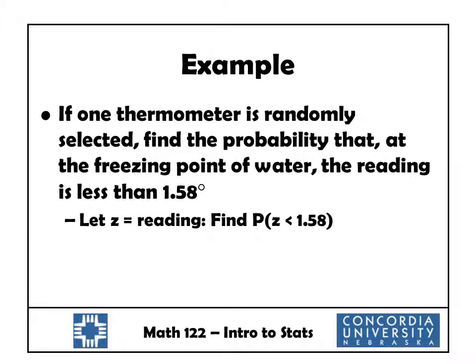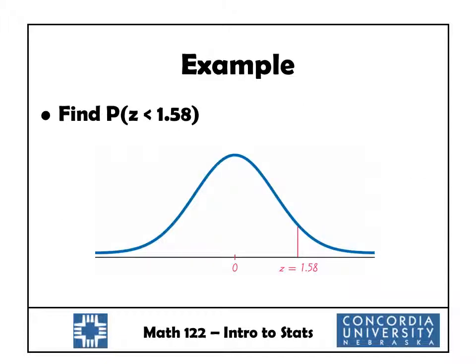The example dealing with the standard normal distribution that we looked at dealt with these thermometers that are supposed to give a reading of 0 at the freezing point of water, but some read a little bit low and some read a little bit high. And so we assume that they had a standard normal distribution, meaning mean 0, standard deviation 1. If we let z equal the reading of a randomly selected thermometer, we'll find the probability that that thermometer reads less than 1.58. And so we do that by sketching the density curve, go over to 1.58, draw a vertical line.